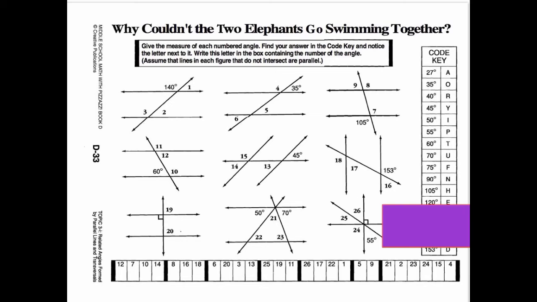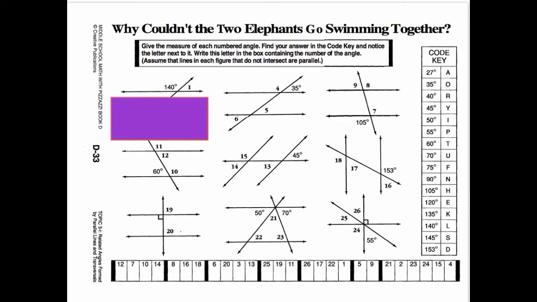Something that's important that's stated in the directions that I want to point out is this part right here. Assume that lines in each figure that do not intersect are parallel. We need to know that information, or we need to be shown it, because only when we have parallel lines cut by another are our corresponding angles congruent. Let's go ahead and get started.